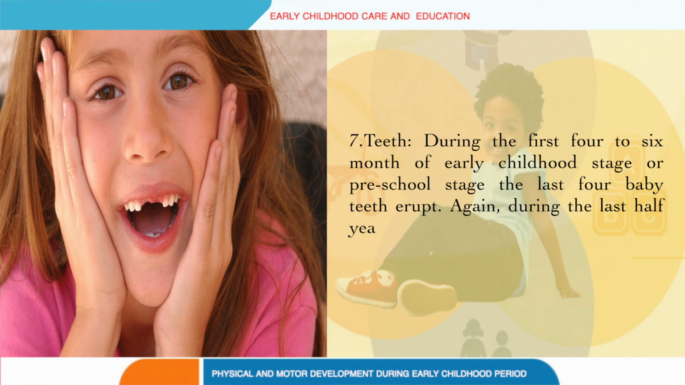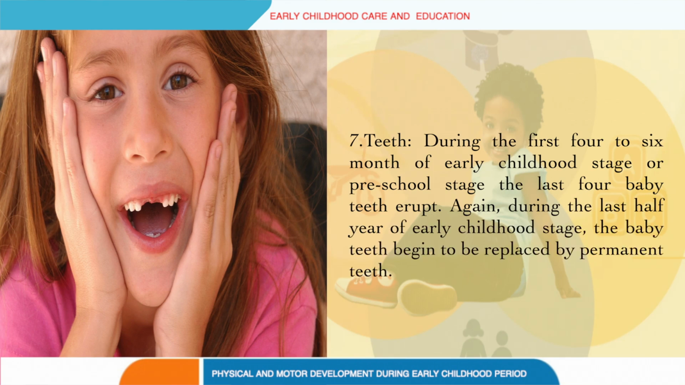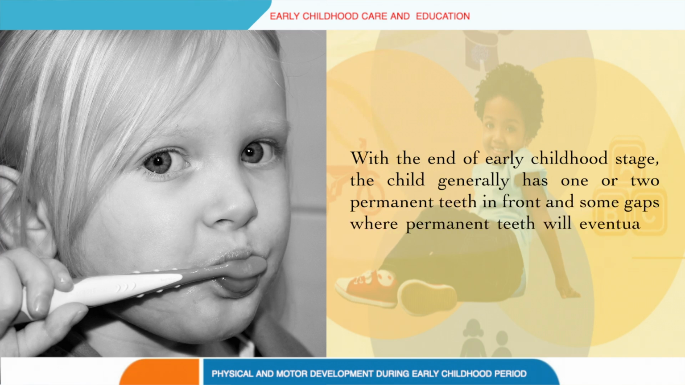Then in terms of teeth, during the first 4 to 6 months of the early childhood stage, or what we call the preschool stage, the last 4 baby teeth erupt. Again, during the last half year of the early childhood stage, the baby teeth begin to be replaced by permanent teeth. With the end of the early childhood stage, children generally have only 1 or 2 permanent teeth in front, and some gaps where permanent teeth will eventually erupt.